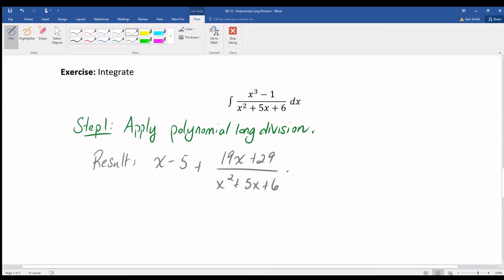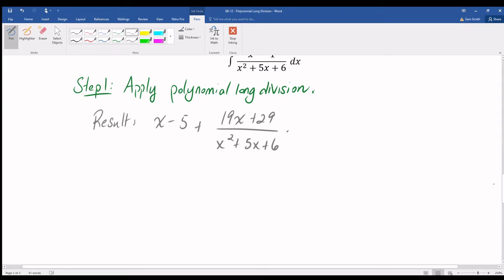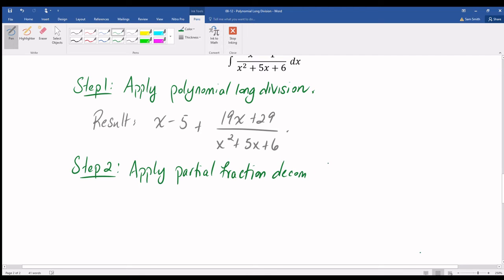Now, this integrand has been broken down into a linear part, which is very easy to integrate, and this rational part. And now the rational part has a degree which is smaller in the numerator than it is in the denominator. So step 2, let's apply partial fraction decomposition so that I can break this complicated rational expression down into a sum of even simpler rational expressions.